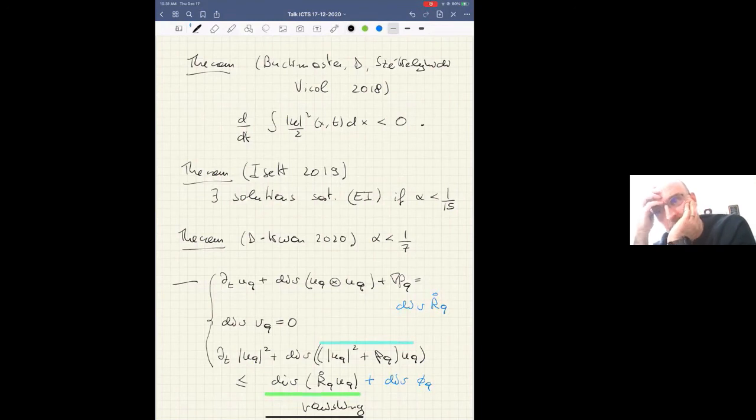It also has a nice physics, because then you find that the energy dissipation, the fact that on average you get dissipation, is connected with the fact that you have vortex stretching. And so, in fact, this term has a really simple physical meaning. And anyway, that's just a comment.